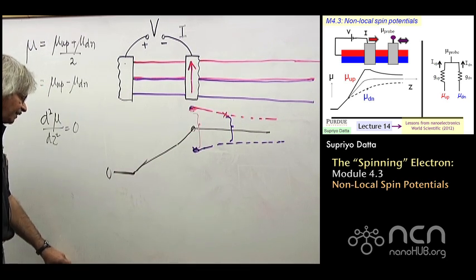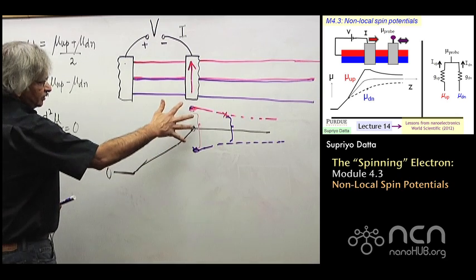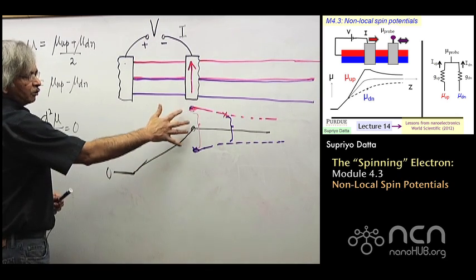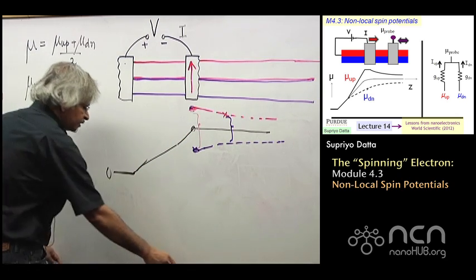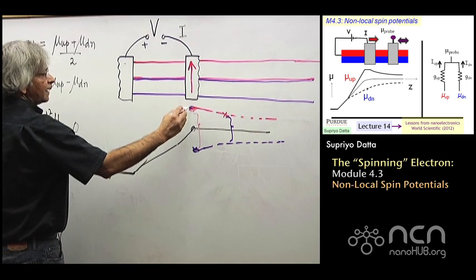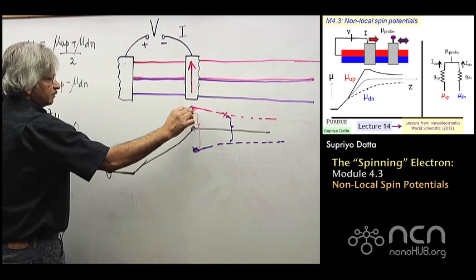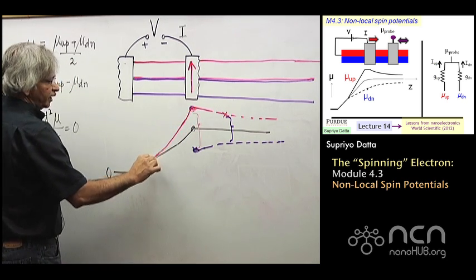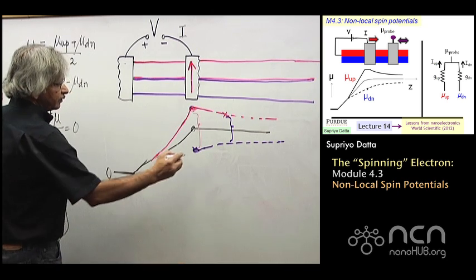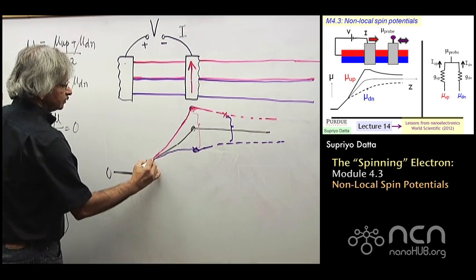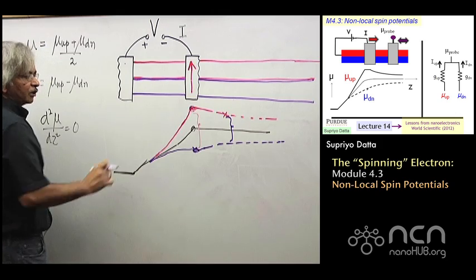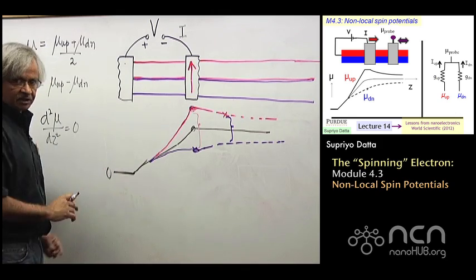And incidentally, on this side, although we won't really be talking about this much, the spin potential will also gradually die out and join up to a common value. That's what would happen on this side as well.